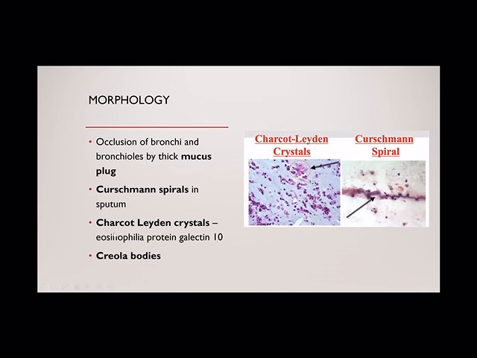Next is your Creola bodies. What are Creola bodies? Basically, the epithelial lining of the respiratory tract will be sloughed off. So your ciliated columnar cells which got sloughed off will get accumulated, and that accumulation, when you see it, is called your Creola bodies. So the 3 C's of asthma: Churchmann spirals, Charcot-Leyden crystals, and Creola bodies.